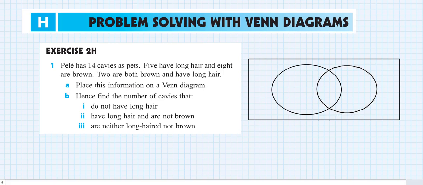In total, I have 14 KBs and two of them have long hair and brown hair, 2 groups. 5 have long hair. If 2 are in the intersection, it will be 3 here because 5 have long hair. And 8 are brown. If it's 8, so here it must be what? 6. And now, if I count these ones, their union, it will be 11.